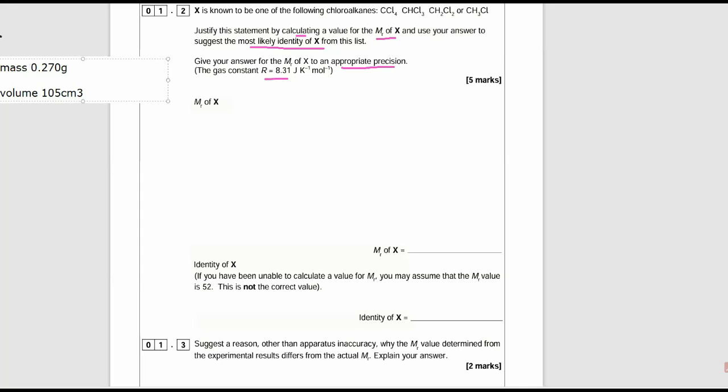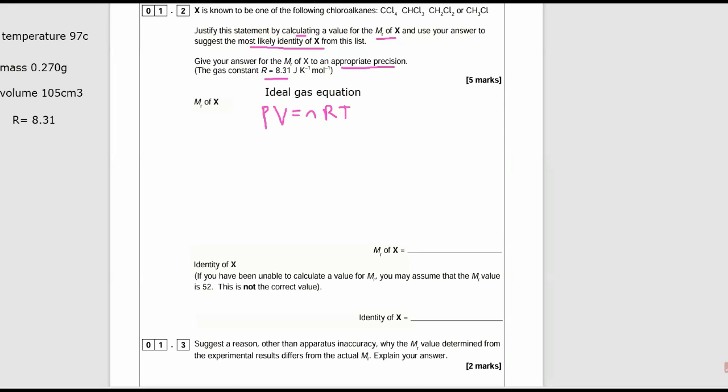All right, I'm bringing the information down from above so I don't have to keep scrolling up and down. So the mass was 0.270 grams, the volume was 105 centimeters cubed, the temperature was 97, and the pressure was 100 kilopascals. R is 8.31. Once you get all this information, volume and R, you know you're doing the ideal gas equation.